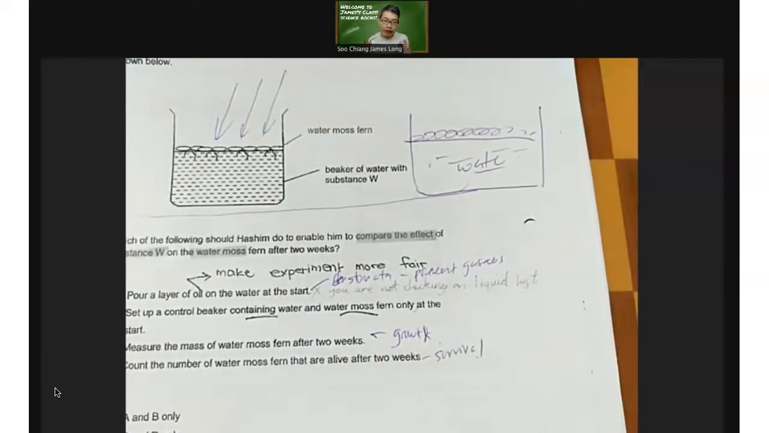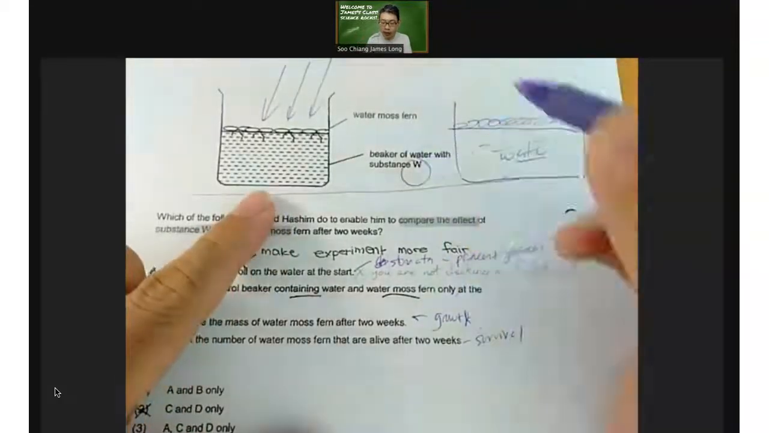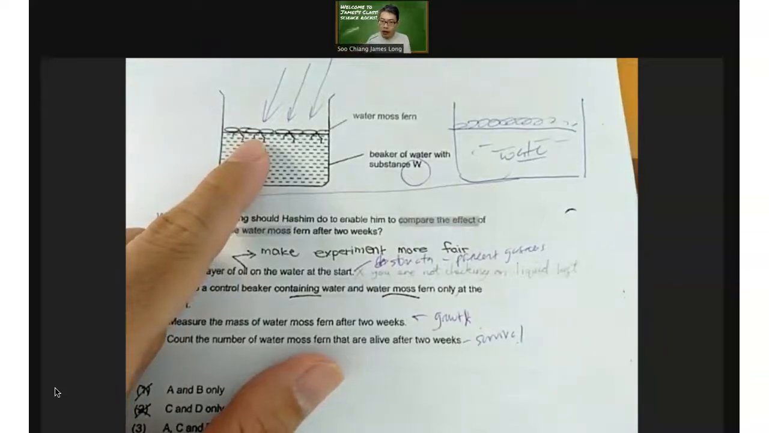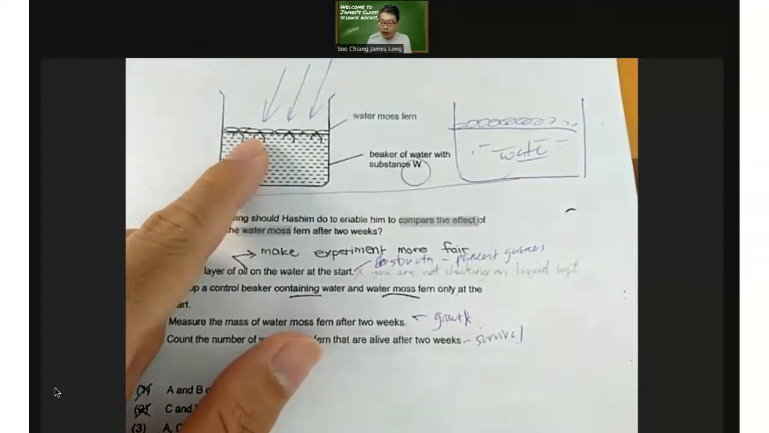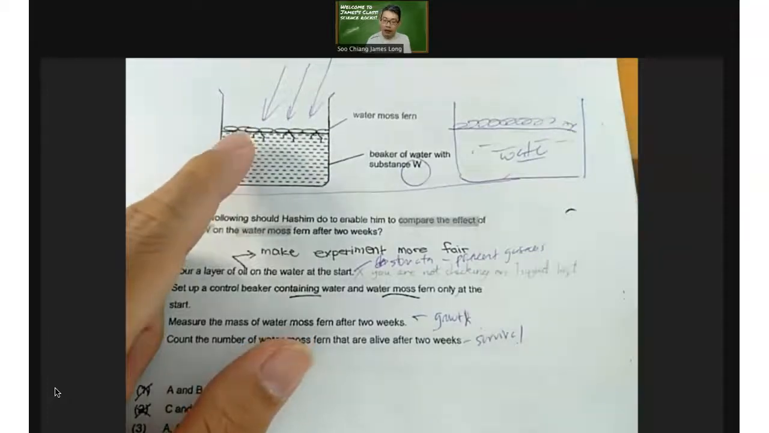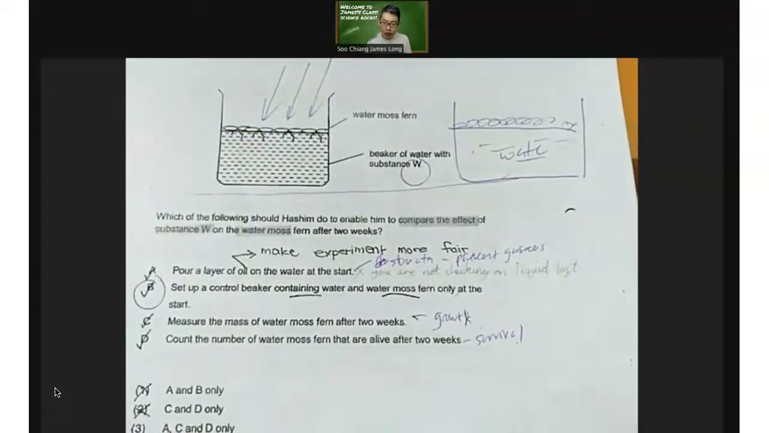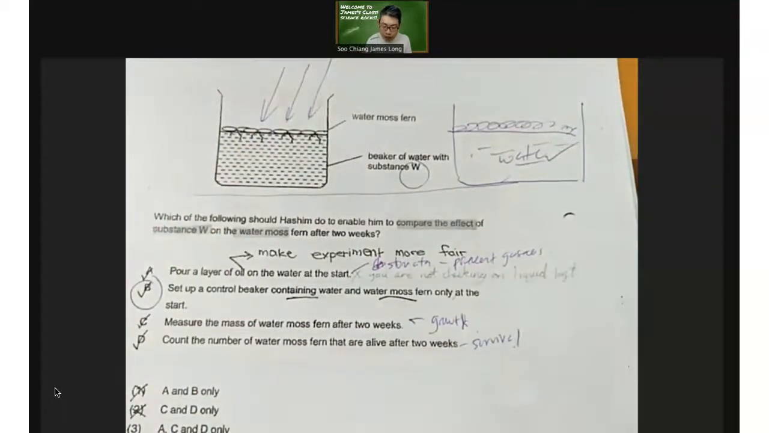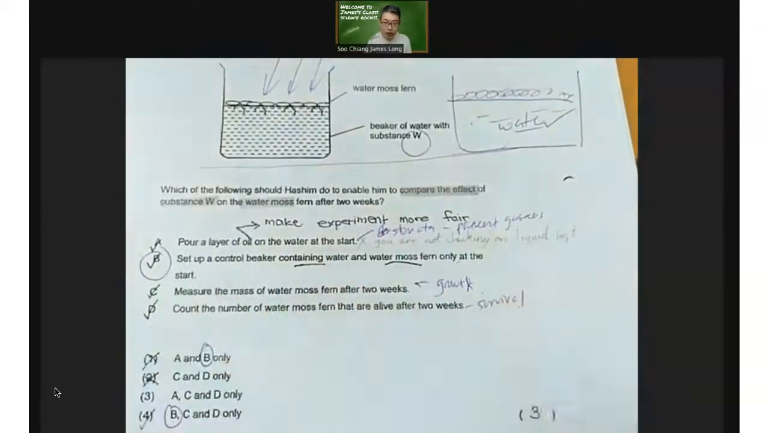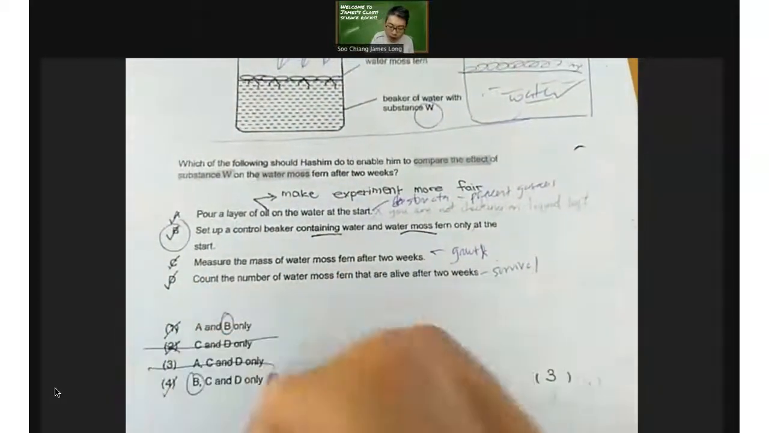Then you need a comparison. Whatever you want to compare after 2 weeks, you want to compare the number of water moss ferns left. You need a control to know whether this one is helping the water moss to grow better, worse, or has no effect at all. Is it to count the mass? Same. So you always need a control. So B definitely should be in the answer. So it must have B, and I will rule out 2 and 3.